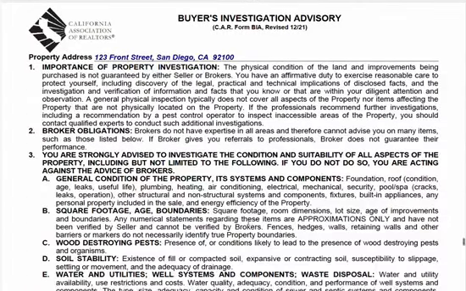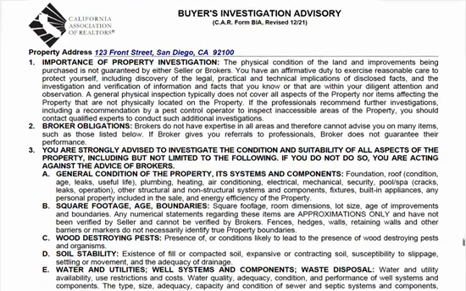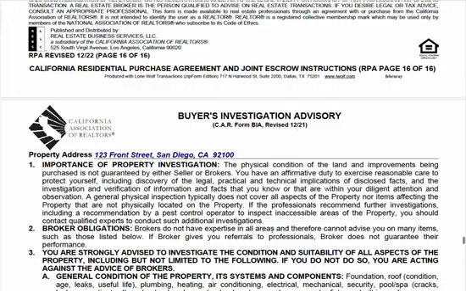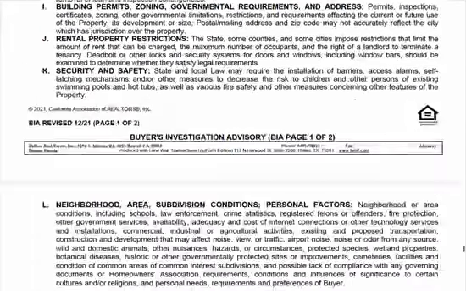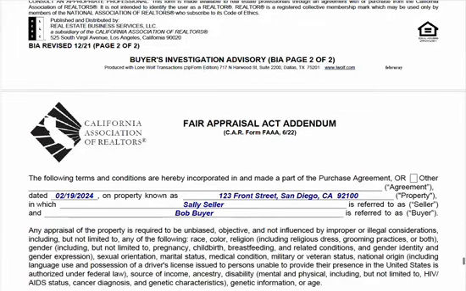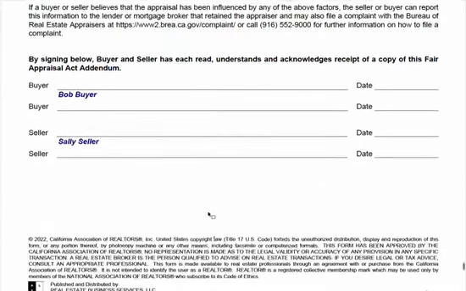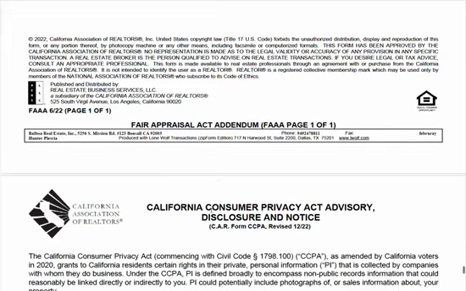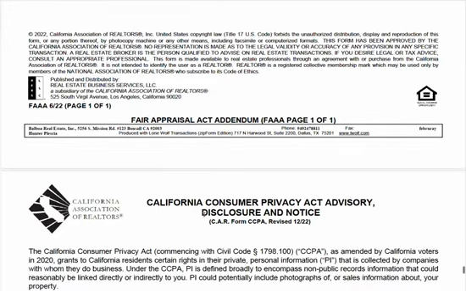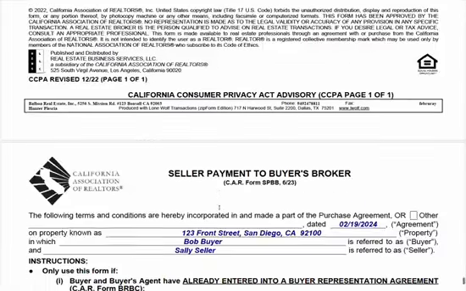And we have more advisories because it's a sandwich. On the other side of the RPA sandwich are more advisories and disclosures. So we have a buyer investigation advisory. And guess what? Your buyer's just going to sign it and you're done. That's it. Then we have a Fair Appraisal Act addendum, and your buyer's going to sign that. And then we have a California Consumer Privacy Act advisory, disclosure, and notice, and your buyer's going to sign that.